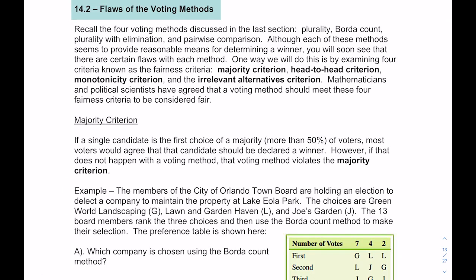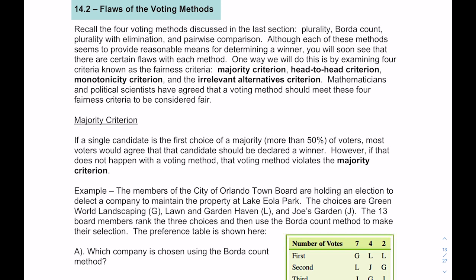In this video we're going to look at the flaws of the voting methods. If you'll recall, we discussed 4 different voting methods in the last 2 videos: the plurality method, Borda count, plurality with elimination, and pairwise comparison. All of those methods are a reasonable means for determining a winner, but each method has certain flaws.